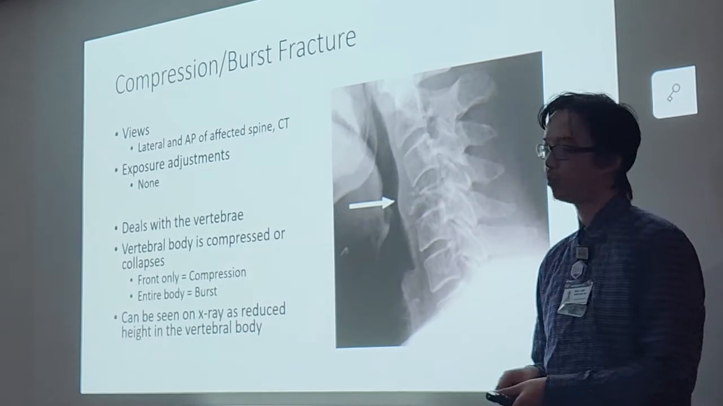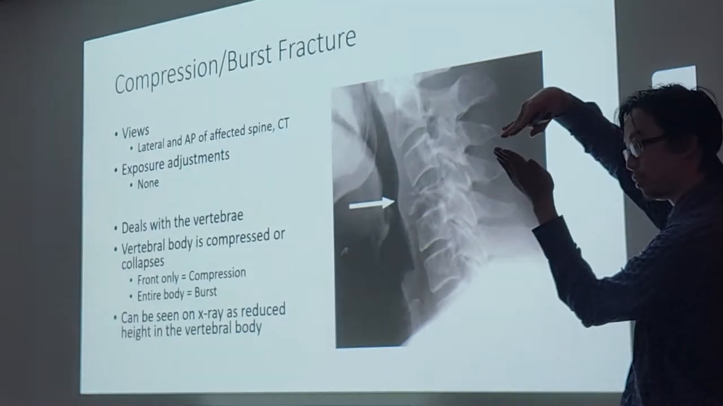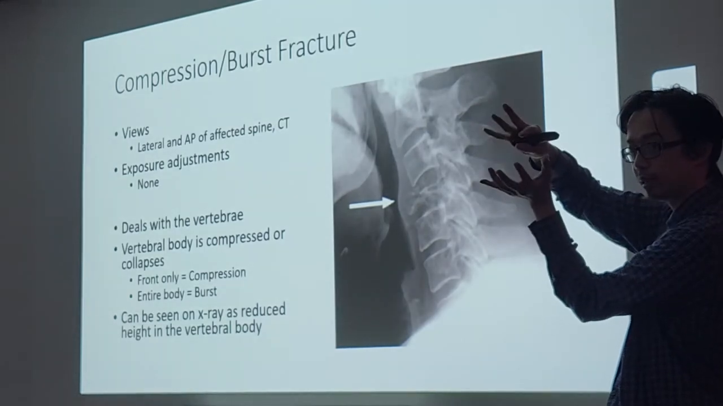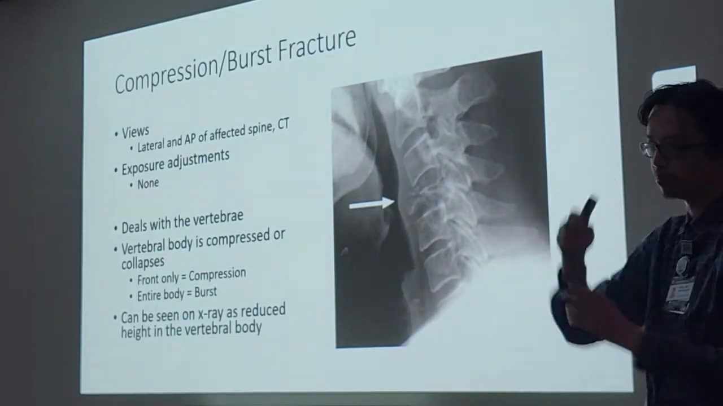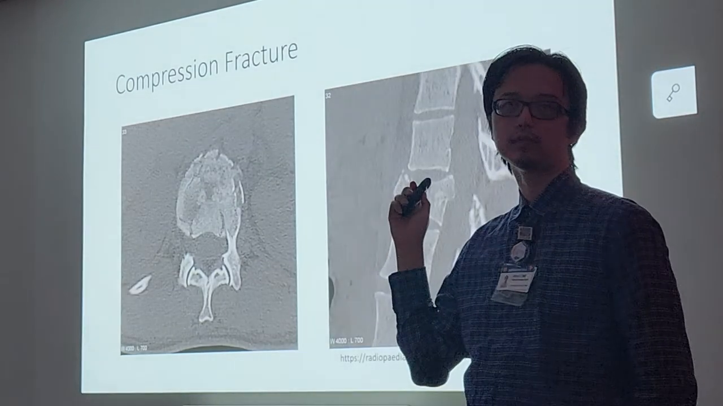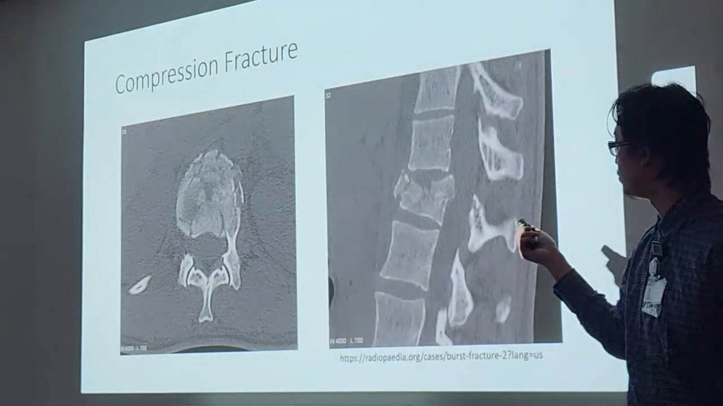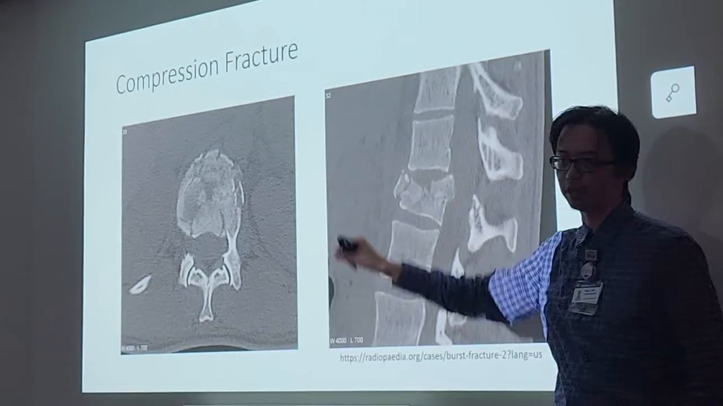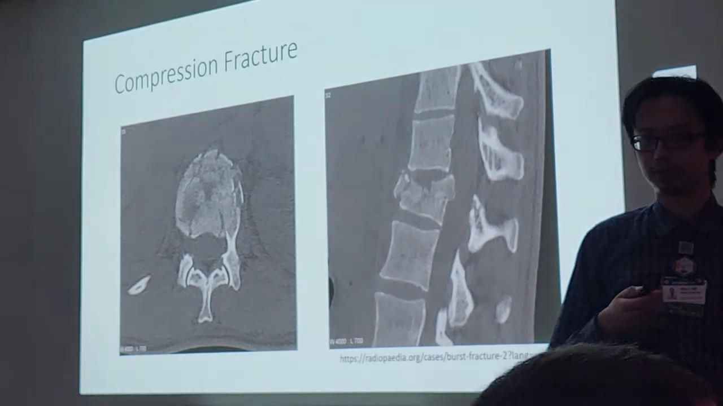A compression fracture is kind of like a wedge. It squishes forwards in the front. A burst fracture completely breaks as it gets smushed in. So this here is an example of a burst fracture. The entire spine, rather than just the front, has been fractured and smushed.